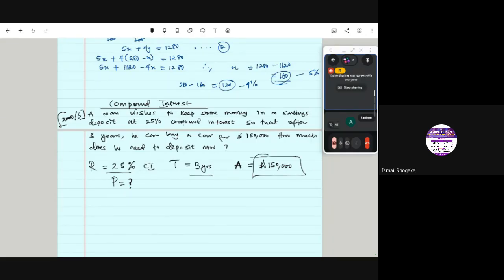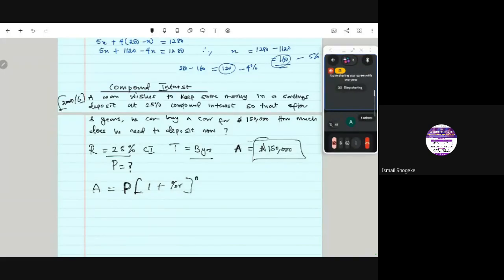So when we talk about compound interest, the formula is amount is equal to principal into bracket 1 plus percent rate raised to power number of years. This formula we use for compound interest. You can find another modification, but it's still speaking to this. It is from here. So our amount is 150,000, equals to what you have to find, principal, 1 plus percent rate, that's 25 over 100. Now that n here is standing as the number of years, raised to power 3.